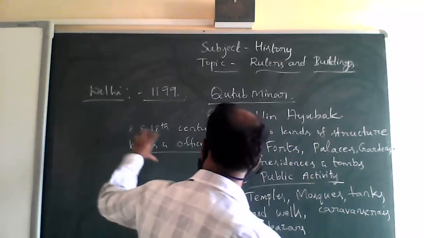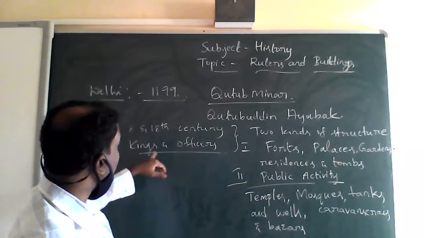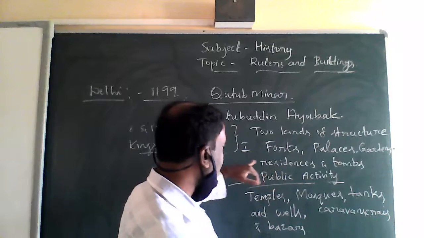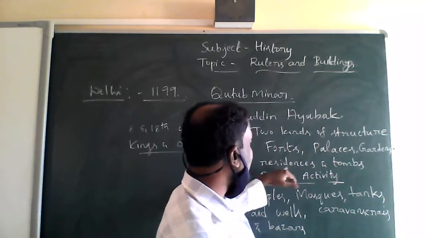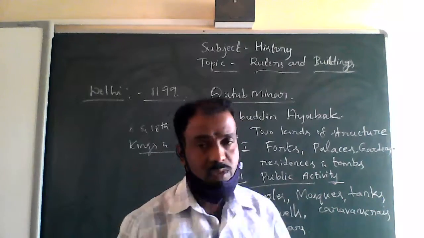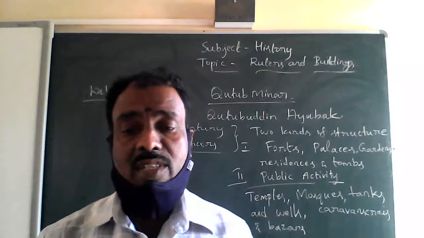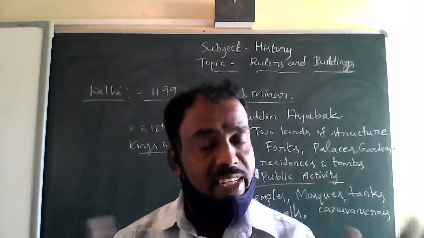Getting this, dear students? Between the 8th and 18th century, the kings and their officers built two kinds of structures. The first: forts, palaces, gardens, residences, and tombs, especially safe, protected, and grandiose places of rest in this world and the next.